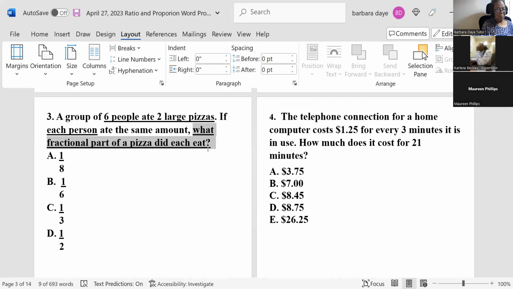So a pizza has 8 slices. No, you don't need slices here. They gave you 2 large pizzas. You don't know how they sliced it, right? It's just that you took 2 large pizzas and 6 people ate it. Now, each person had the same amount. So you want to find what fractional part of a pizza each ate.